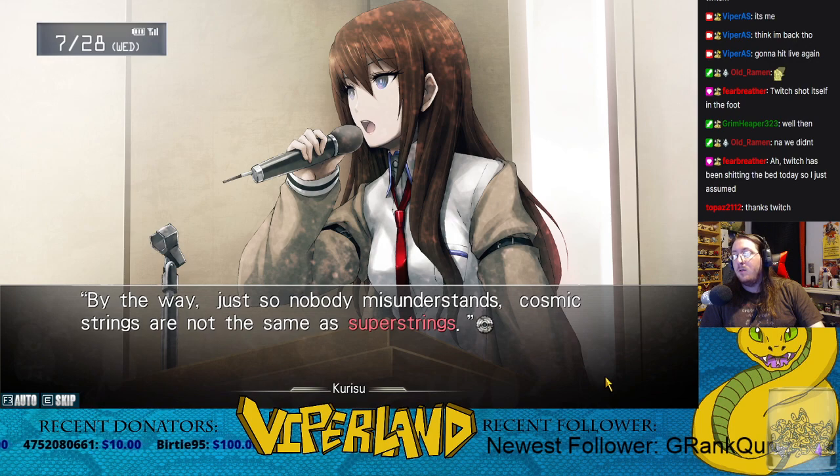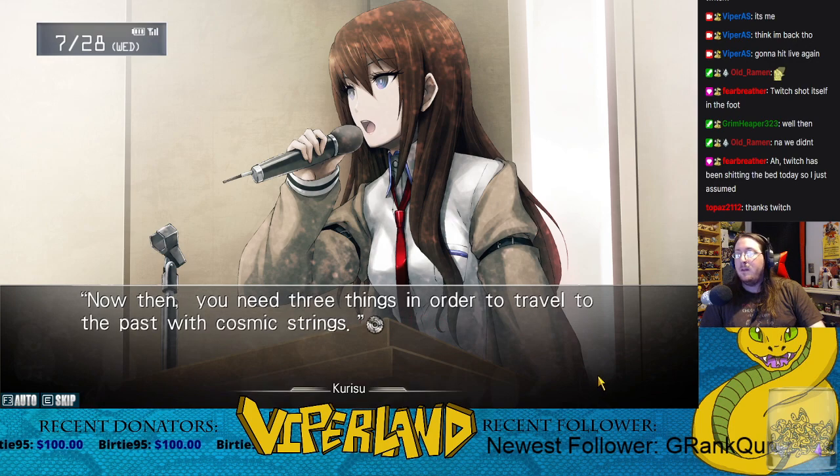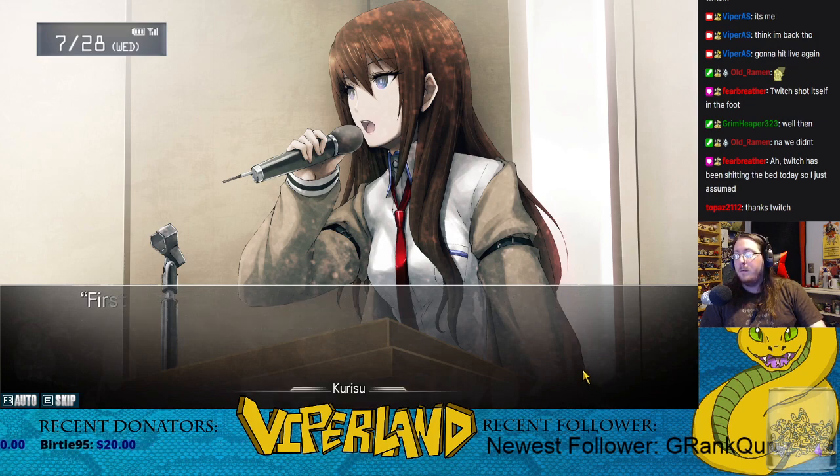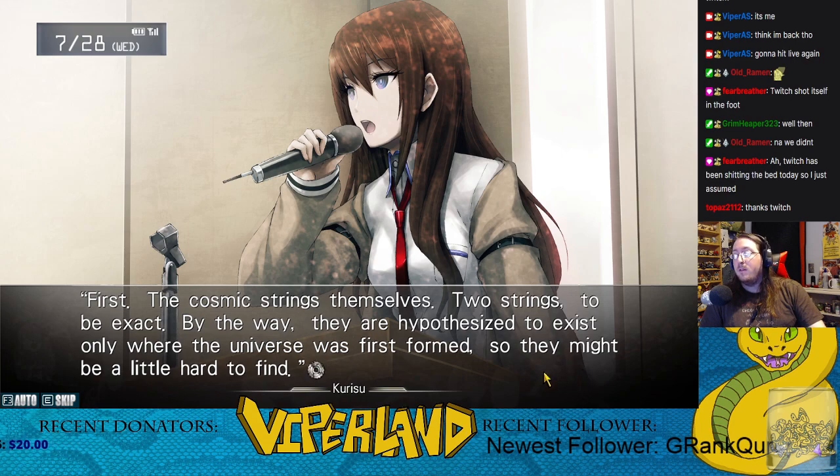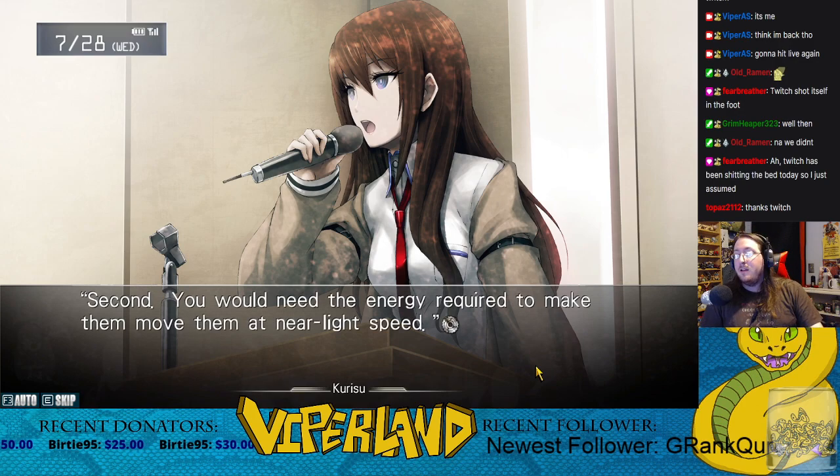By the way, just so nobody misunderstands, cosmic strings are not the same as superstrings. Now then, you need 3 things in order to travel the past with cosmic strings. First, the cosmic strings themselves, 2 strings to be exact. By the way, they are hypothesized to exist only where the universe was first formed, so that might be a little hard to find. Second, you would need the energy required to make them move at near light speed.